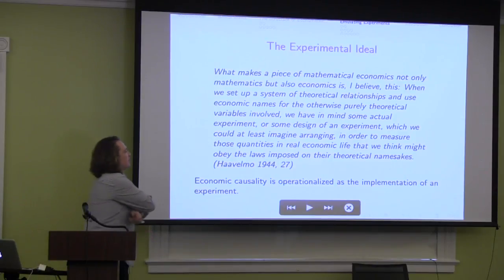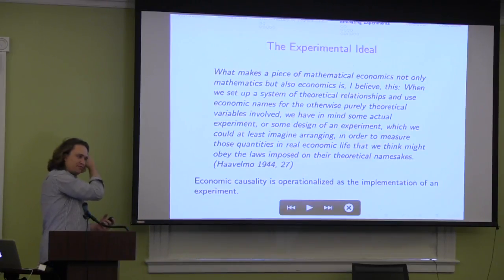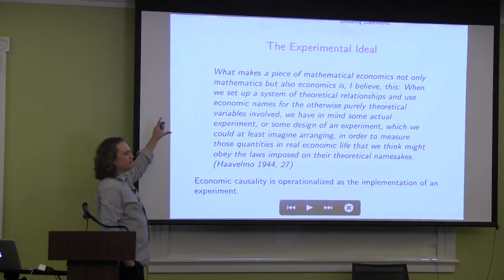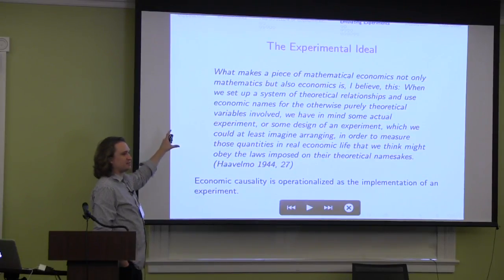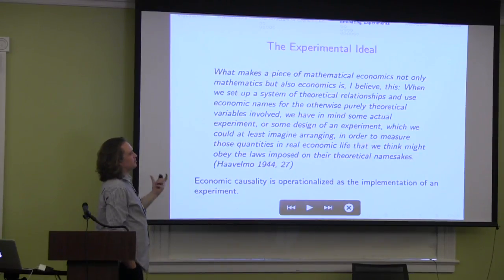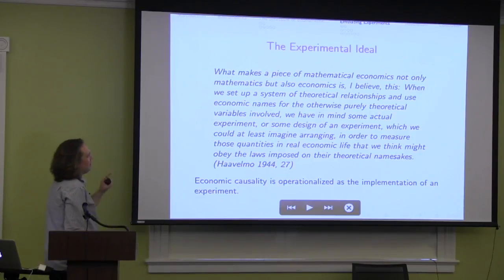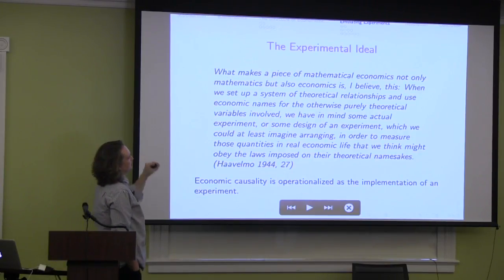So let's go back to Haavelmo now and the probability approach. There's this other element of Haavelmo, and if you look at things like what Angrist and Cartwright say, this is the element of Haavelmo and the Cowles approach that they latch onto. And that element is the notion of economic causality. And it's sort of this idea of the experimental ideal.